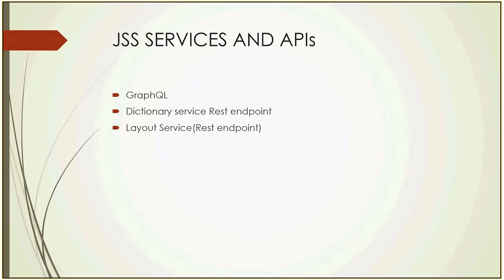Well, what are the services provided by JSS? We have GraphQL to query, update, and provide real-time data. We have the dictionary service, which is a REST endpoint for retrieving an app-specified translation dictionary. And also we have the layout service, which is also a REST API.